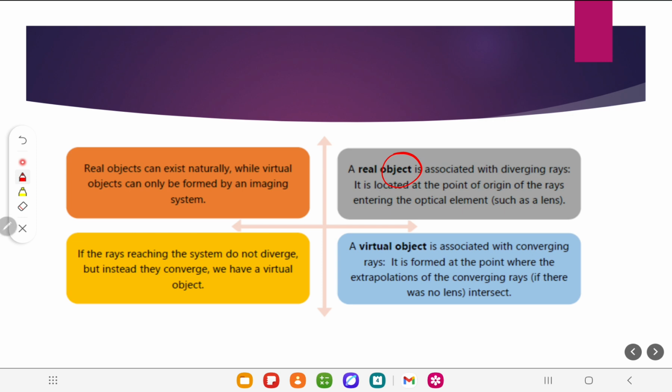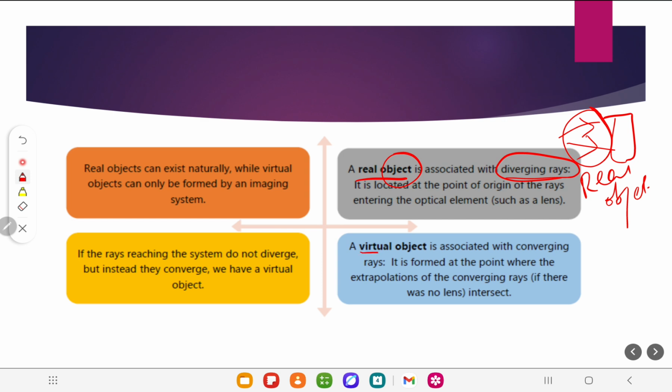A real object is associated with diverging rays. Whenever there are diverging rays in object space, it's called a real object. Its location is at the point of origin of the rays entering the optical system. So it's very simple. If this is the optical system and this is the object, no matter how the light comes, if light is diverged, it's called a real object. So a real object means that in object space light must be diverged.